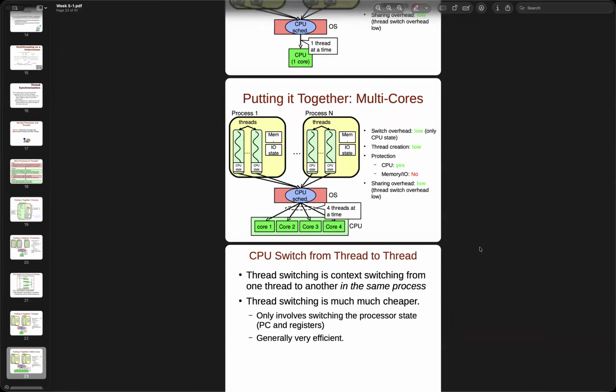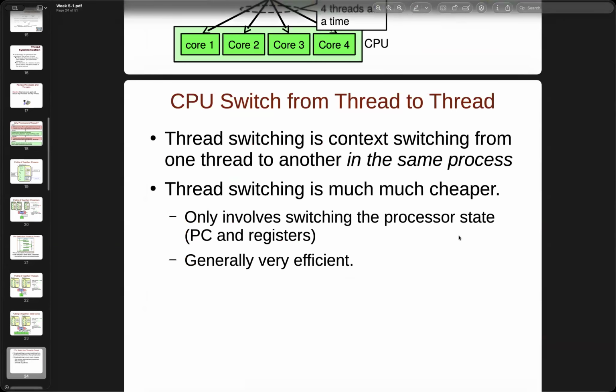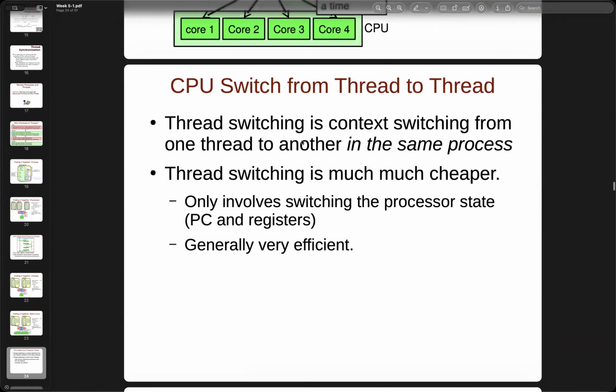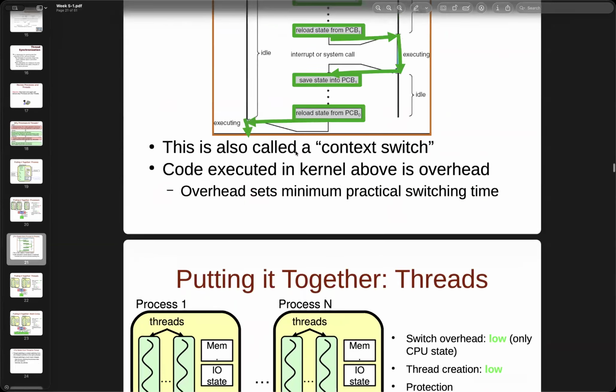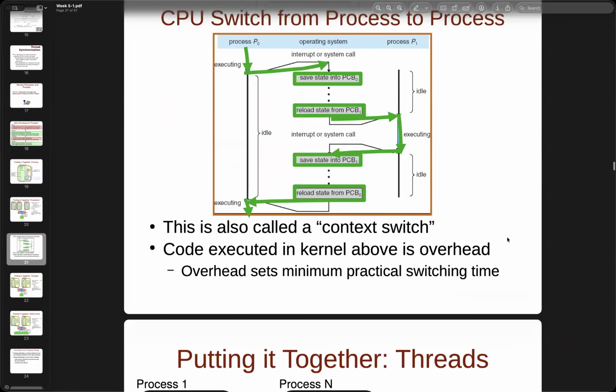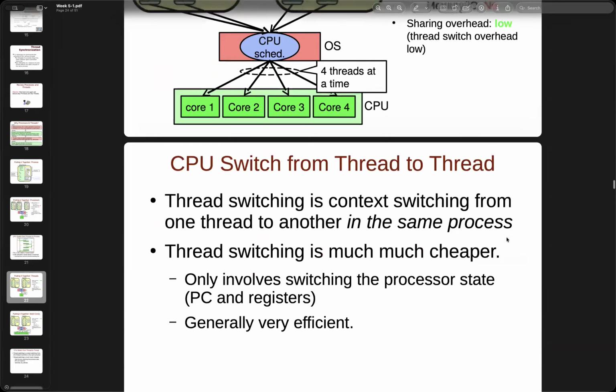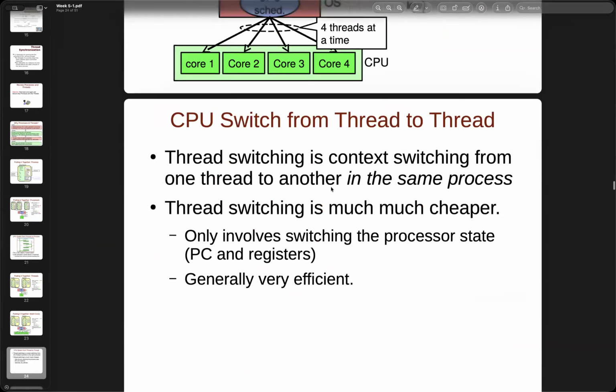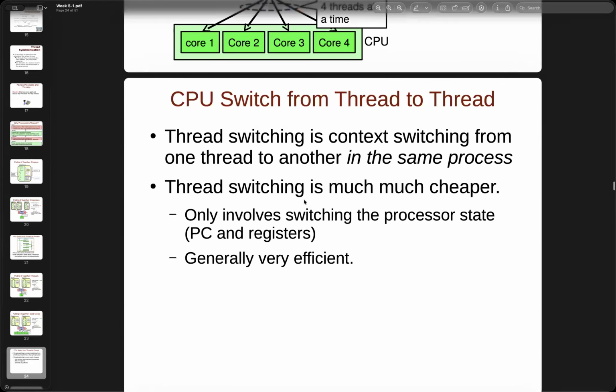So here's the idea: the CPU switches from one thread to another, so here we are switching the context. We call it the context switch. If you remember right here, we say this one is calling the context switching. So it's from one thread to another in the same process. And also the thread switching is much cheaper.